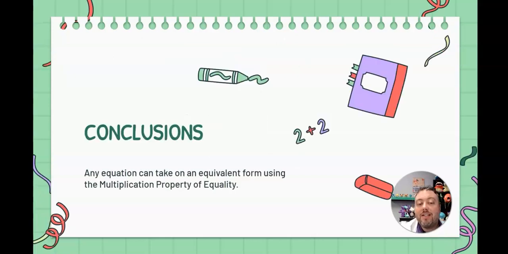So you can see it doesn't take much to be able to create equivalent forms. All you need to do is use that multiplication property of equality and make sure you multiply everything on each side by that same number, and you will end up with equivalent equations.